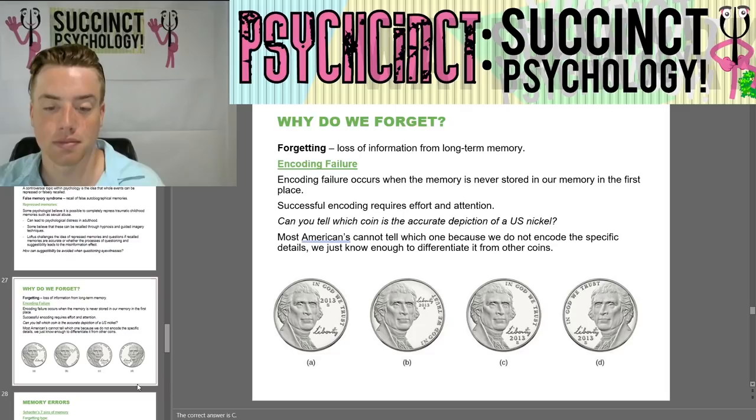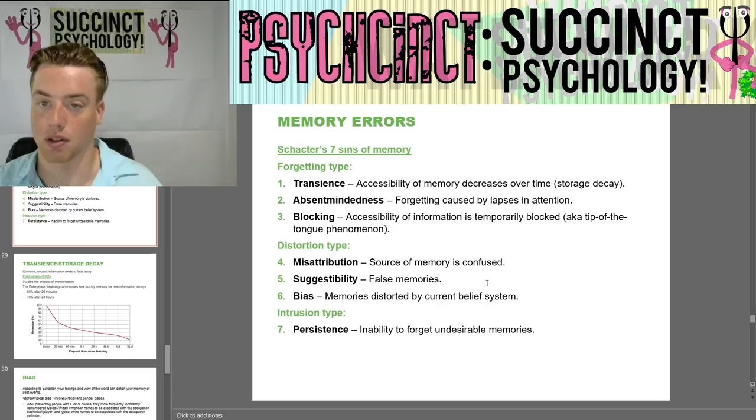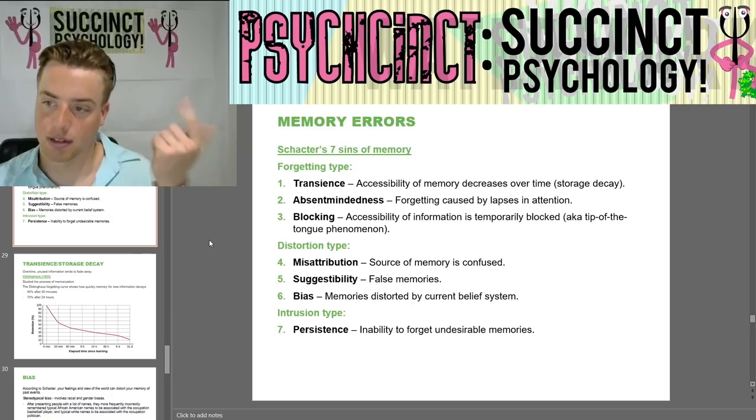Now, memory errors. So you have Schachter's seven sins of memory. You have the forgetting type, which includes transience, where the accessibility of memory decreases over time, or storage decay. Then you have absent-mindedness, which is forgetting caused by lapses in attention, and blocking, which is when the accessibility of information is temporarily blocked, aka the tip-of-the-tongue phenomenon. So when you're like, oh, I was going to say something, what was I going to say? If you say it was on the tip of my tongue, you just blanked out.